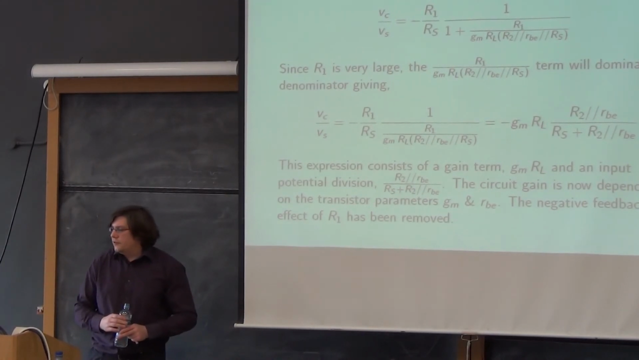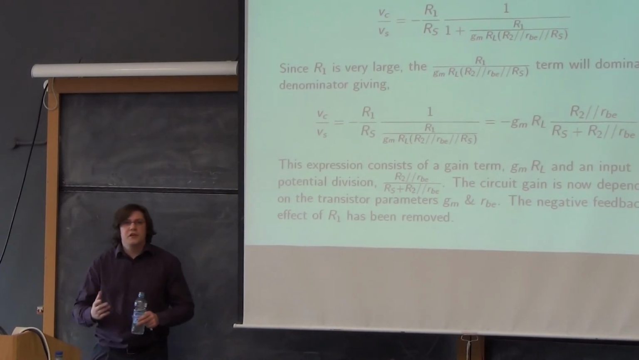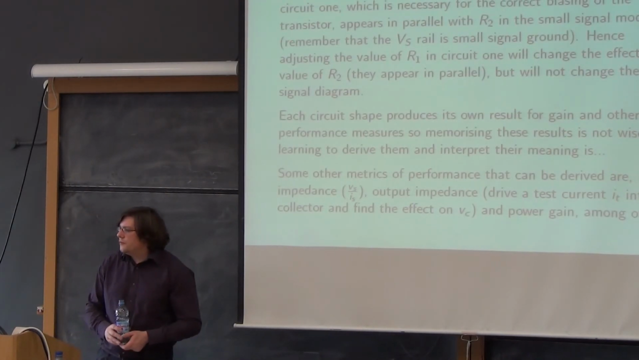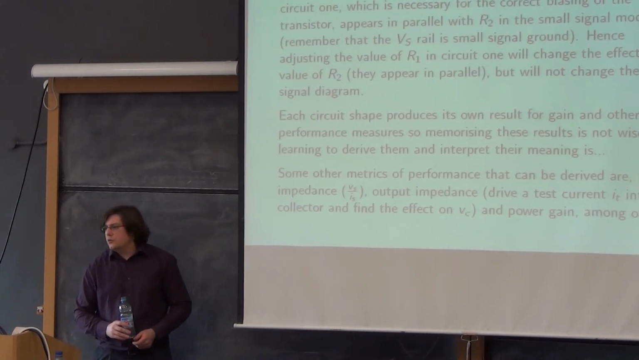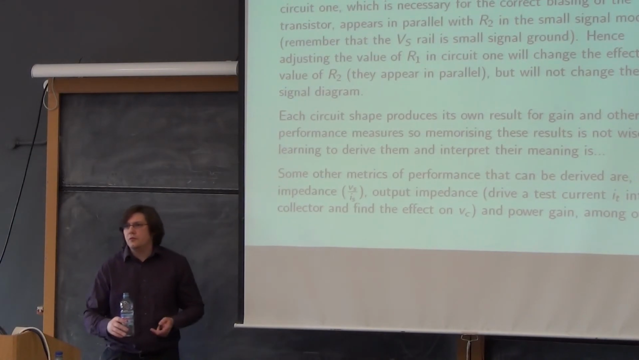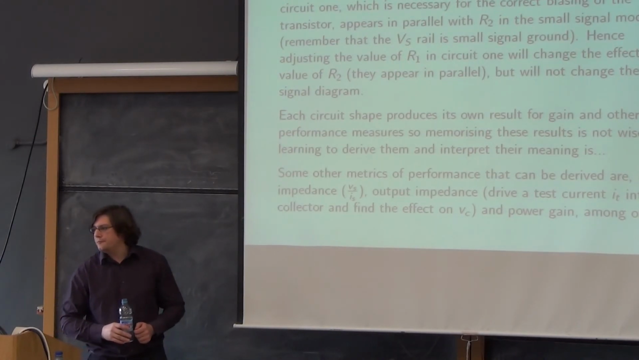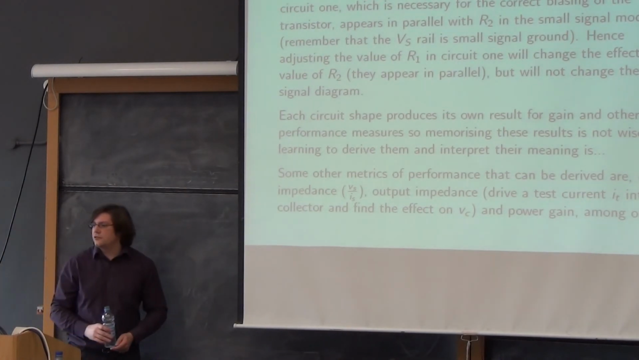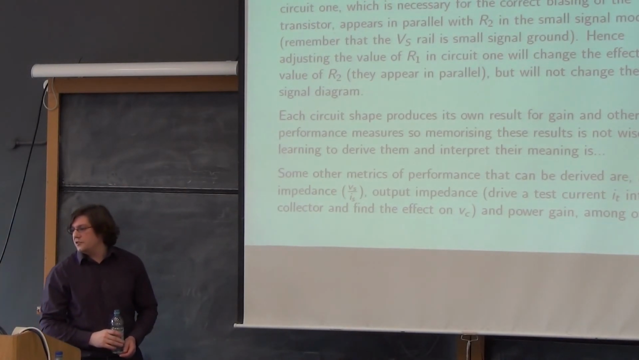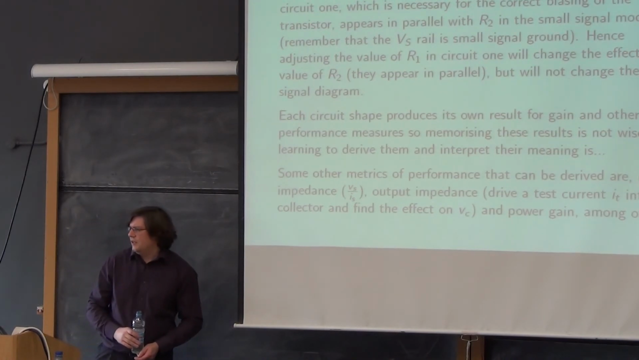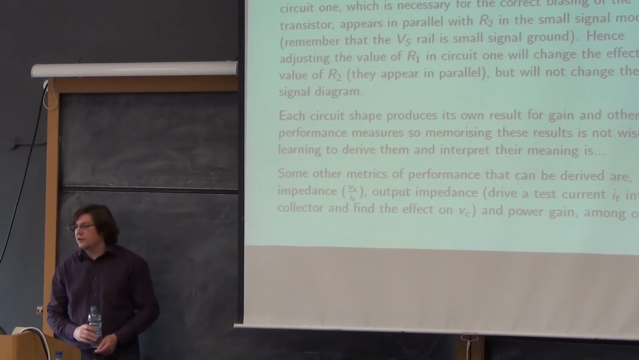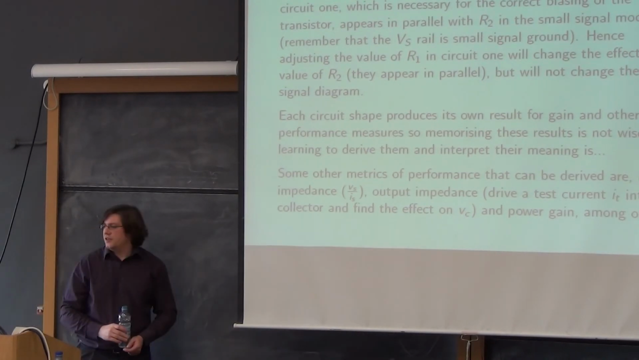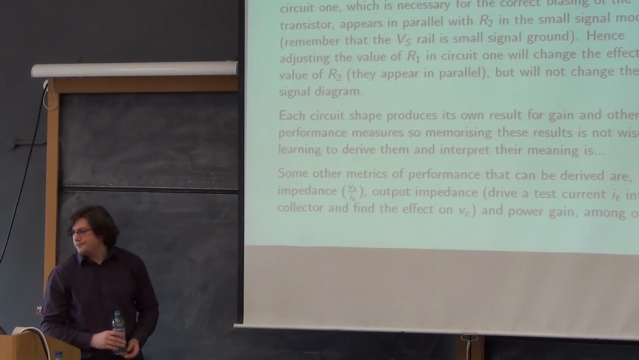So what we're saying here is that the negative feedback effect of R1 has been taken away. So in removing R1, we changed the circuit from the small signal equivalent of circuit 2 to circuit 1 in the two circuits that we have. And R1 in circuit 1 is necessary for the correct bias in the transistor and appears in parallel with R2 in the small signal model. And adjusting the value of R1 in circuit 1 will change the effective value of R2 as they appear in parallel. That doesn't change the small signal diagram.